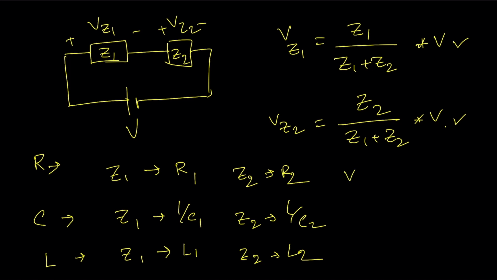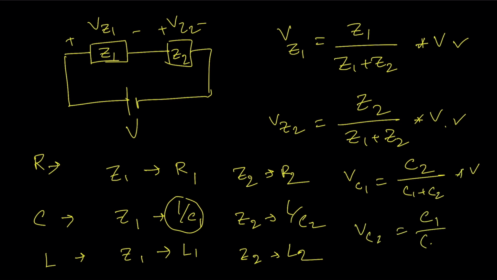But for capacitive circuit, what will be the value? VC1 you can see 1 by C1, right? So it is just the opposite. It will be C2 by C1 plus C2 multiplied by V, and VC2 will be C1 by C1 plus C2 multiplied by V. Okay. So this is all about the voltage division rule.